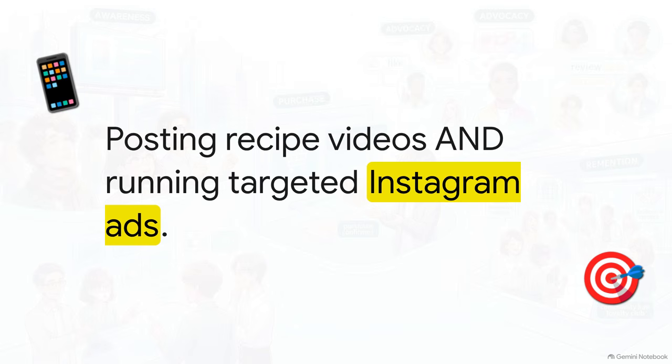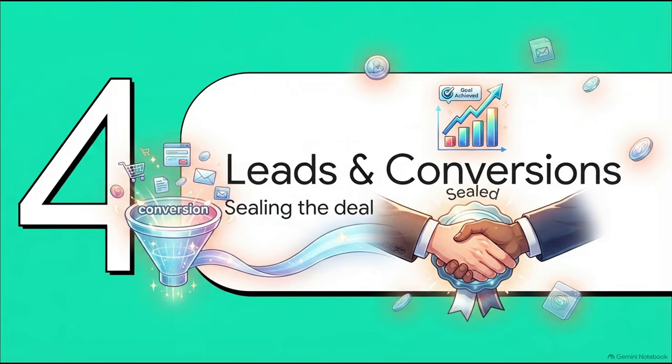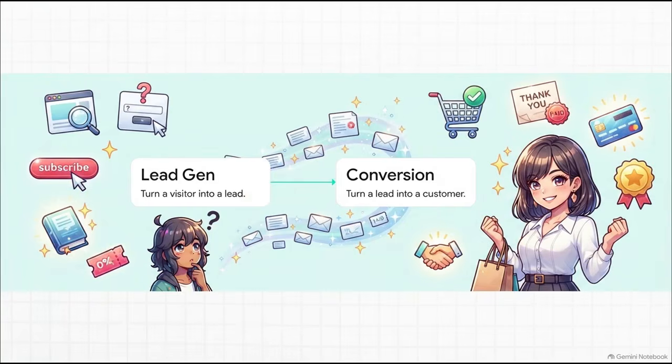They are actively pulling visitors to a very targeted destination. All right, let's transition to the most critical phase. Section 4, leads and conversions, sealing the deal. This brings us to step 6 and 7, lead generation and conversion. This is the magical progression where a nameless, anonymous visitor actually starts taking action, becomes a known entity to the business, and eventually transforms into a paying customer.